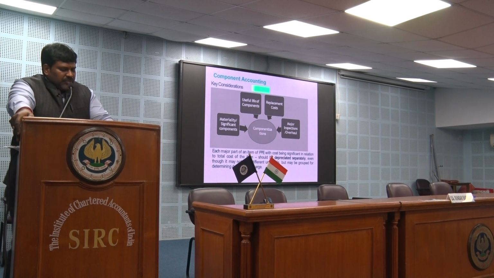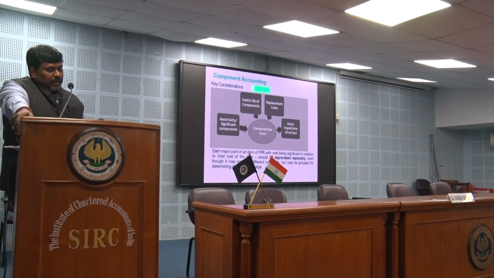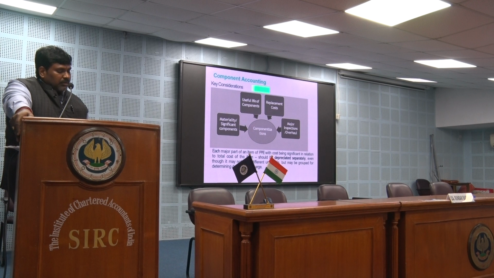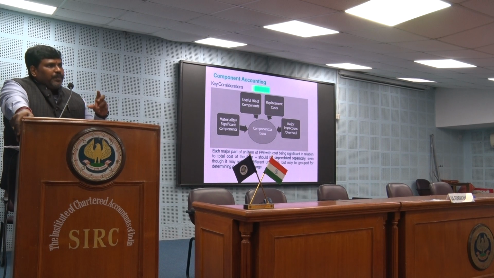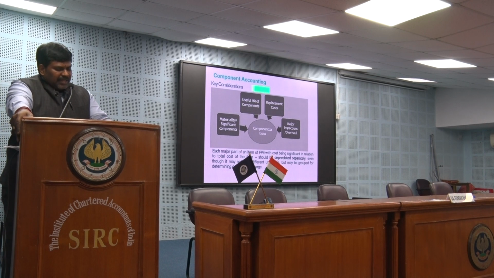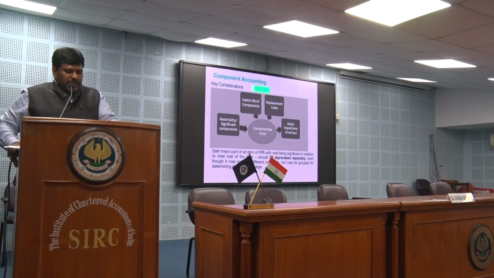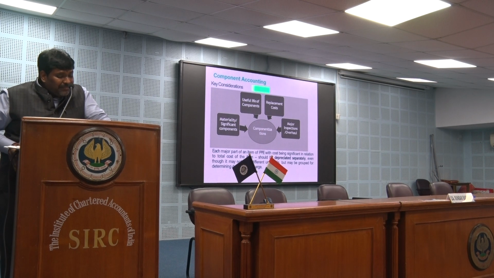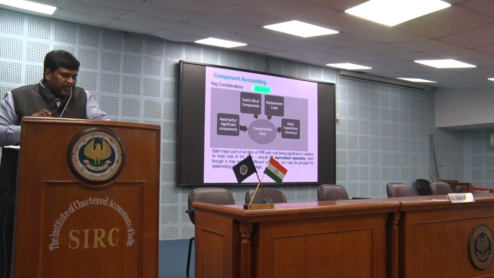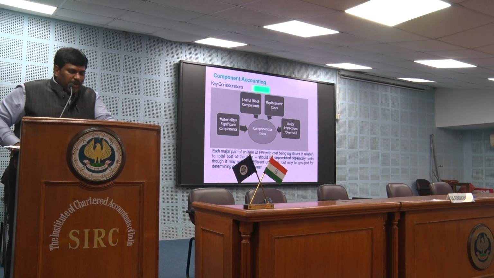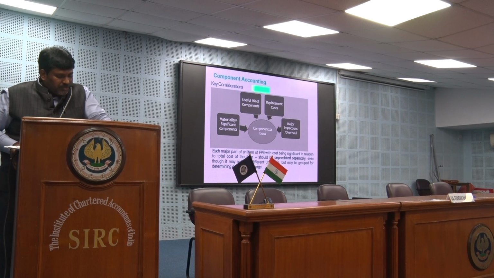Component accounting, which is what we are talking about, useful life of components, you need to take into account the replacement cost, major inspection overall. These are all the factors which need to be considered for whether a separate component would be capitalized in the books of accounts. Each major part of an item of PPE with cost that is significant in relation to the total cost of the item should be depreciated separately, even though it may not have a different useful life.